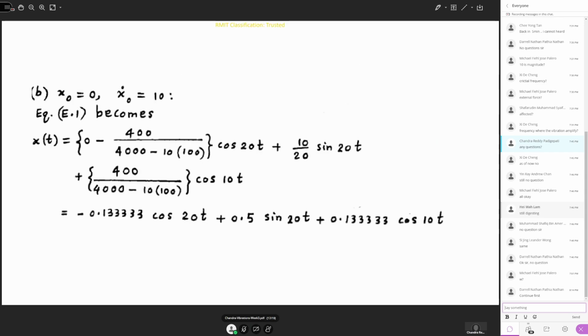Then the second part of the thing, the conditions are changing. In this case, the initial displacement is 0, then the velocity is 10. So the same response equation, just by substituting wherever you have the displacement with 0 and velocity 10. So I think the response will be like this.